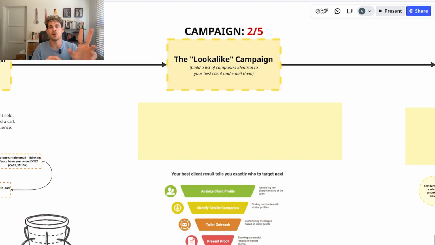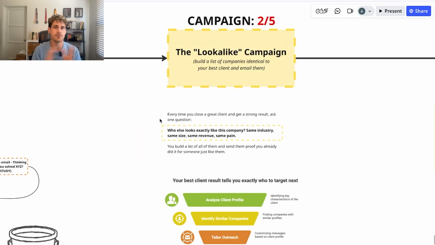Moving into campaign 2 here, the lookalike campaign. Again, very definitionally obvious type of campaign. What are we doing here? Very simple. We're building lookalikes of your best clients. Very detailed lookalikes. So every time you close a really great client, you get them a strong result, you want to ask yourself, who else looks exactly like this company? Same industry, same size, same pain point, same job titles, even when you start to get into the actual list building side. And then you want to have methods to build these lists. Disco-like, for example, is a great tool to be able to build solid lookalikes.